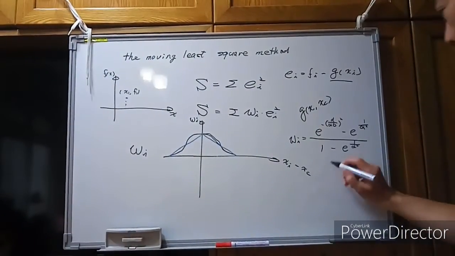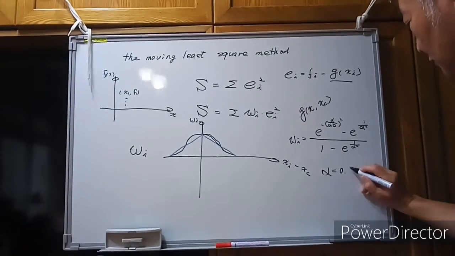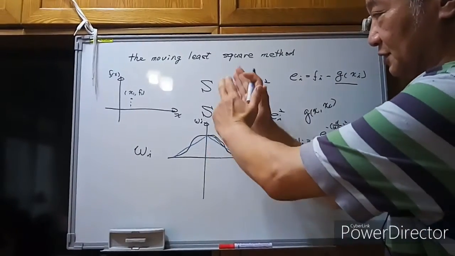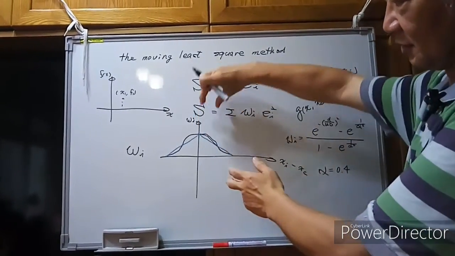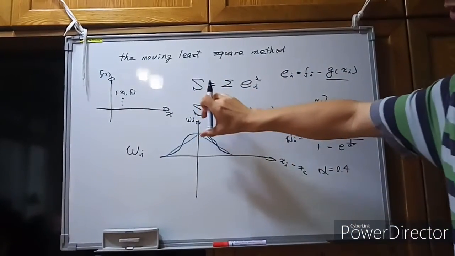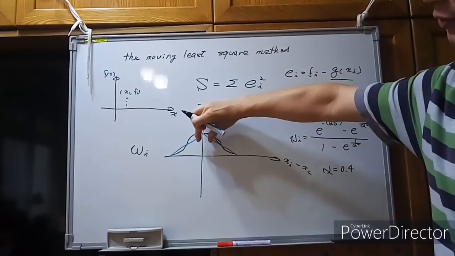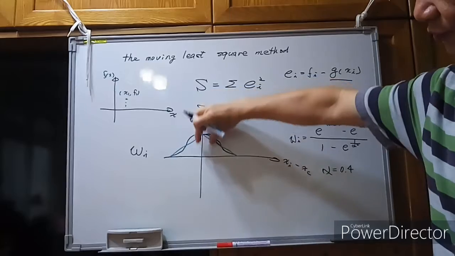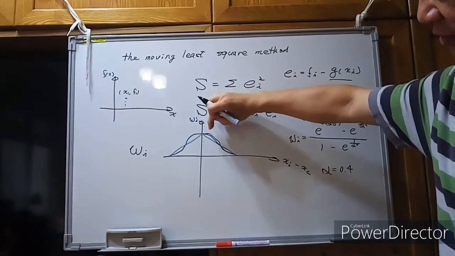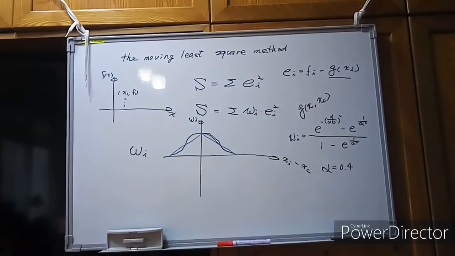Most of the time we will use alpha equal to 0.4. If you change to a different alpha, you will get a higher value at the center point, and a narrower function that increases more rapidly compared to the other functions.